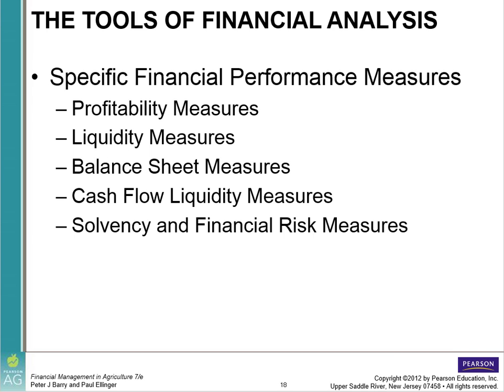Okay folks, so then let's just move on to specific financial performance measures. These are the profitability measures, the liquidity measures, the balance sheet measures, the cash flow liquidity measures, and of course, solvency and financial risk measures. In this particular chapter, we really do want to focus on some of these profitability measures, and why do we have these categories?